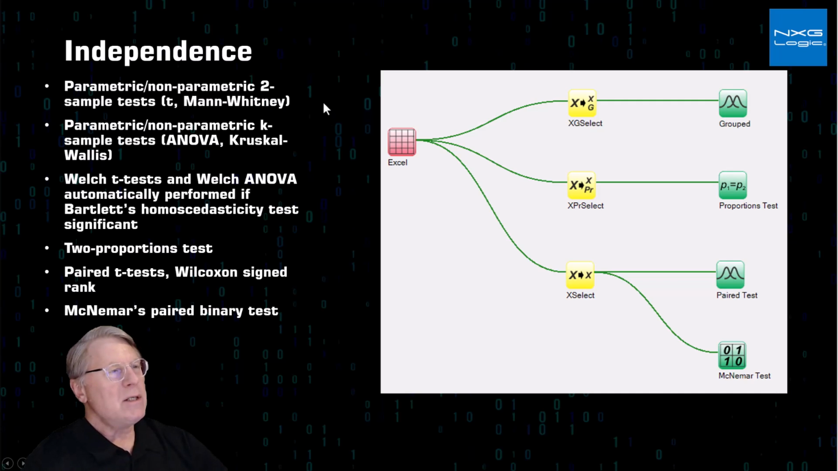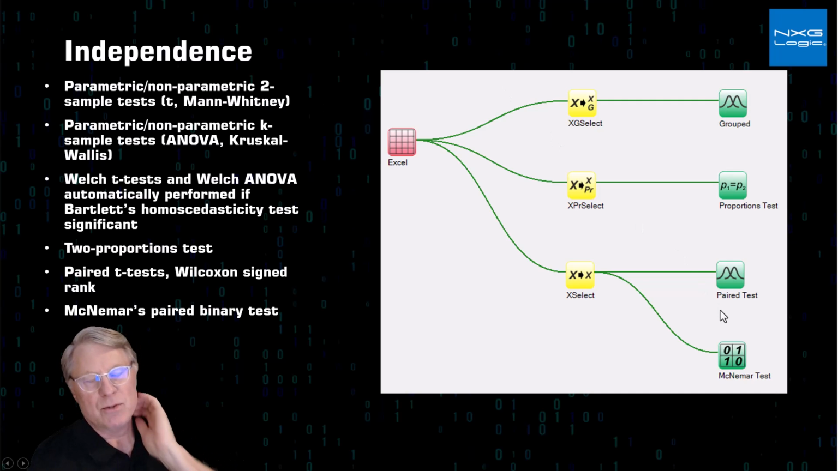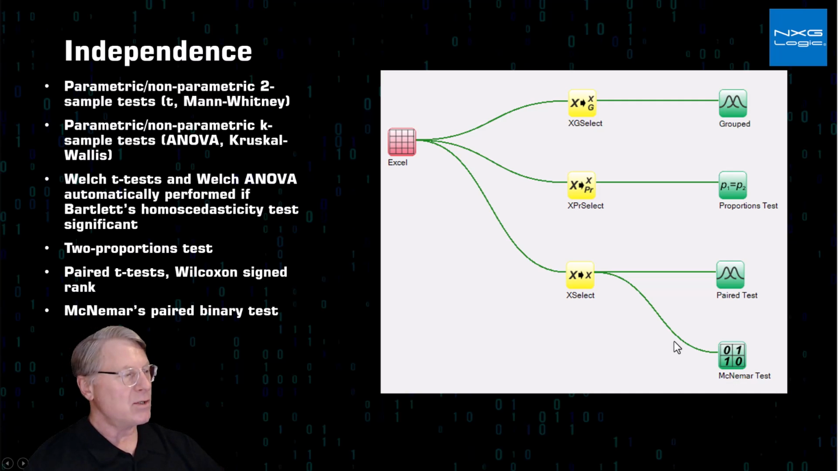With regard to independence and hypothesis testing for 2 and k samples, t-tests and Mann-Whitney are used. There's a test for 2 proportions. There's a paired t-test and a Wilcoxon signed rank that's applied simultaneously. And then the McNemar test can also be used for 2 matched binary vectors.